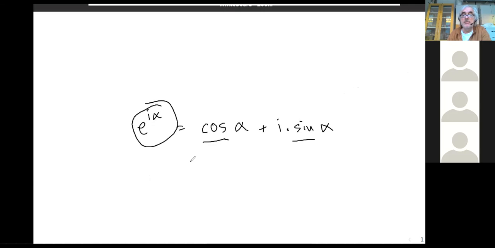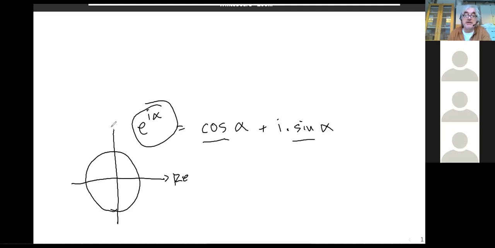Yep. So the e to the i alpha, in principle, could be one of the Euler formulas, but this is the only Euler formula that we will mostly use, at least. Instead of dealing with a cosine function and sine function, it is very convenient to use a complex exponential. That is perhaps less of a problem as soon as you get used to it.